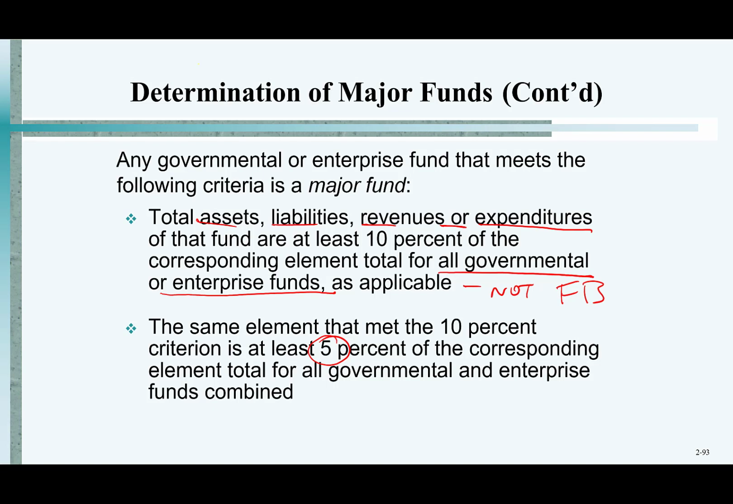If they fail either of those tests, then what? Then they will be in one column rolled up, and then if we want to, we can report the detail as to those smaller funds.